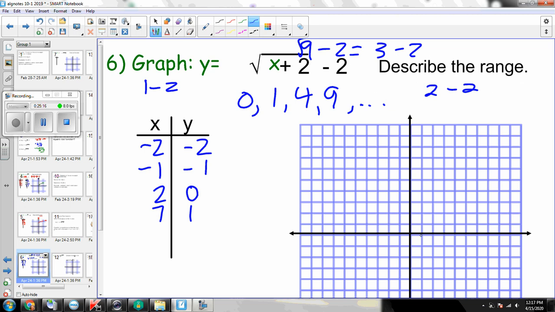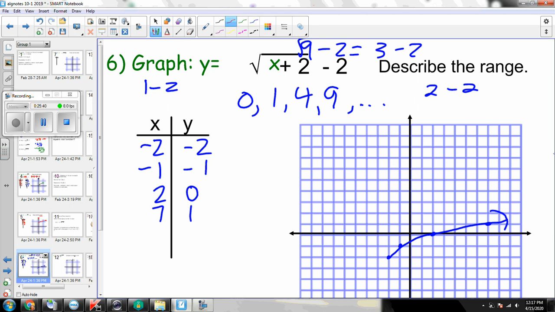Now I'm going to graph these points. So left 2, down 2. This is negative 2, 2. Negative 1, 1 would be left 1, down 1. 2, 0, right 2, don't go up or down. And 7, 1 would be right 7, up 1. And then I'm going to connect and put an arrow at the end. And this would be my graph.